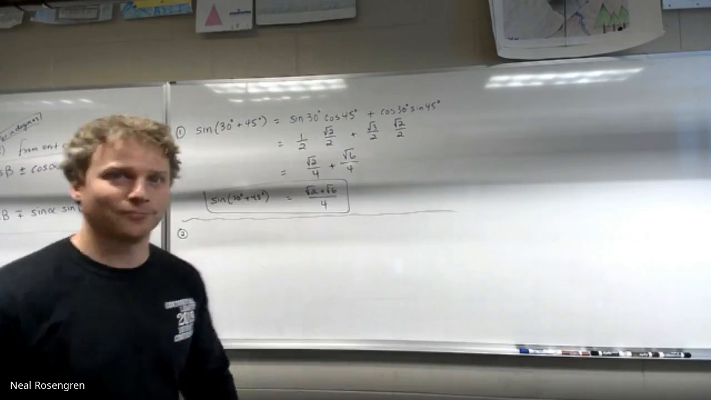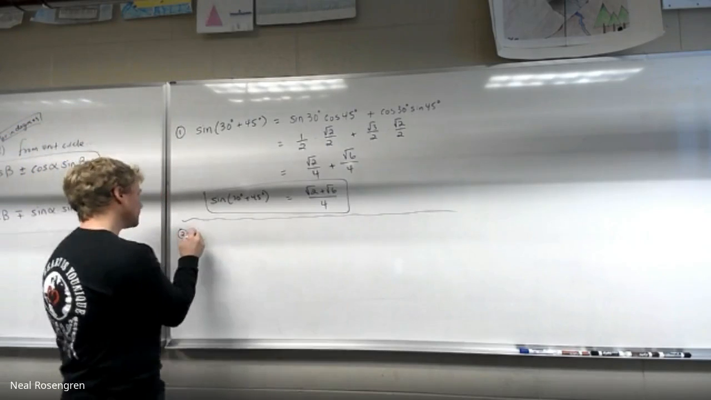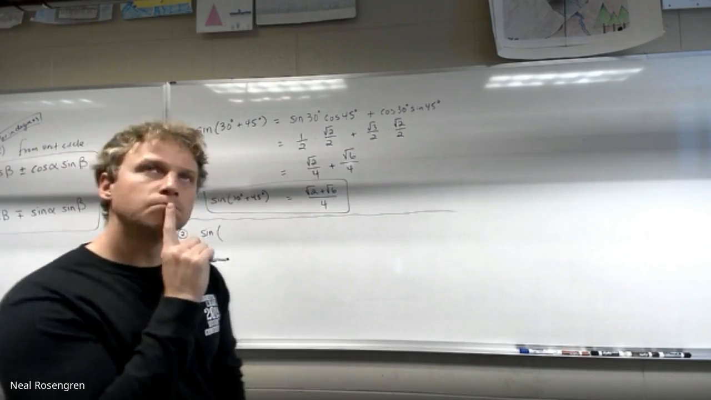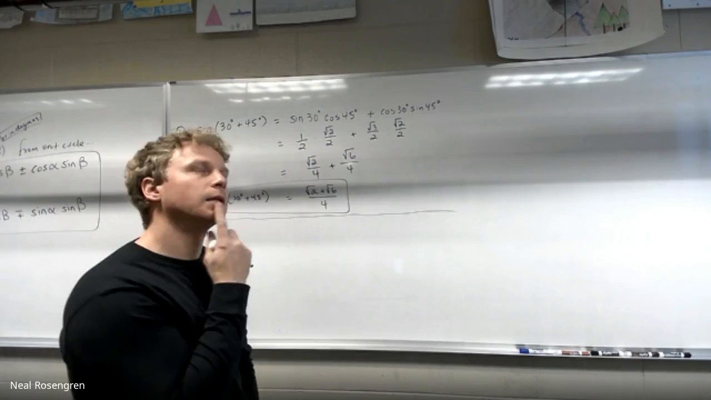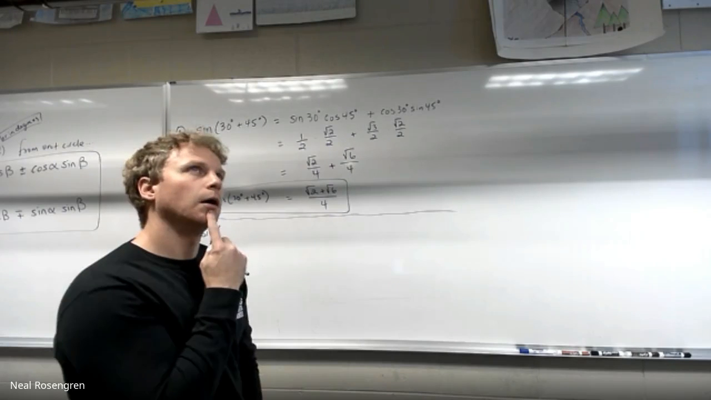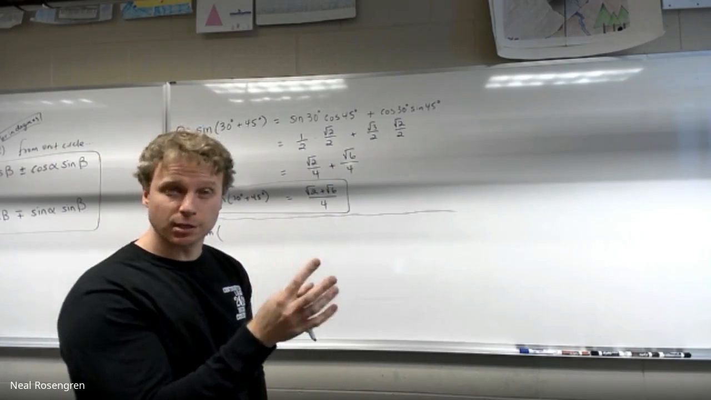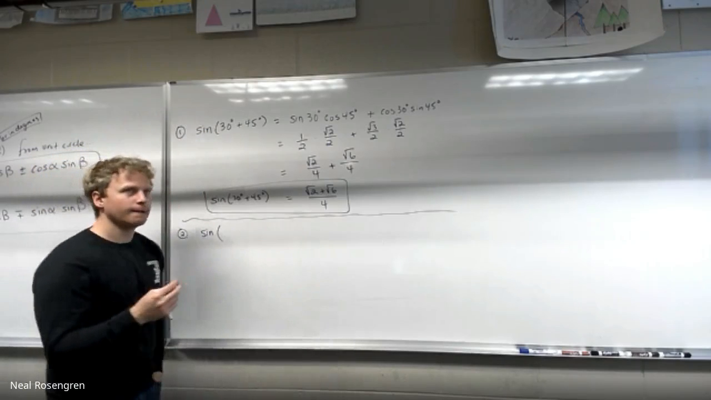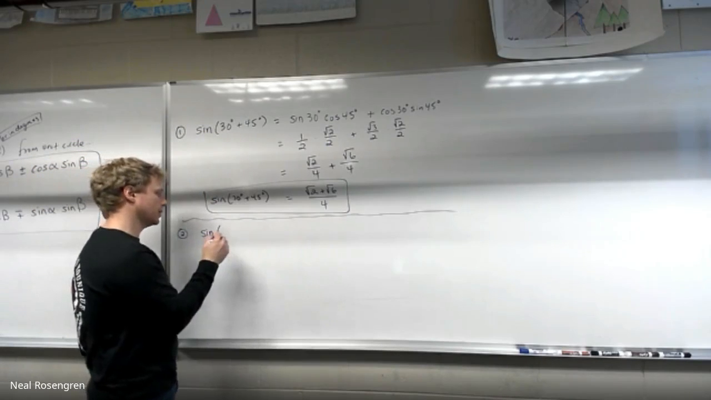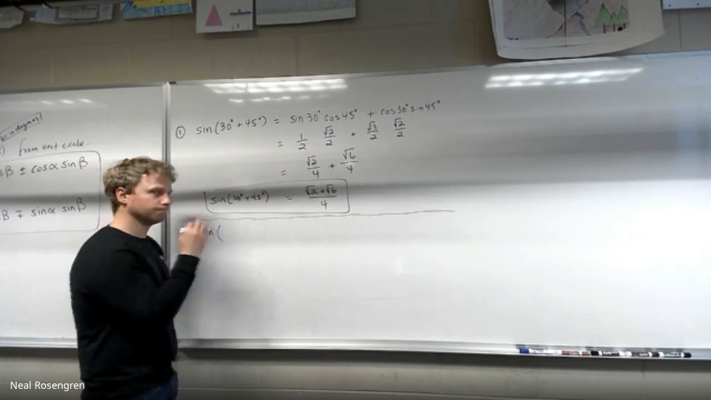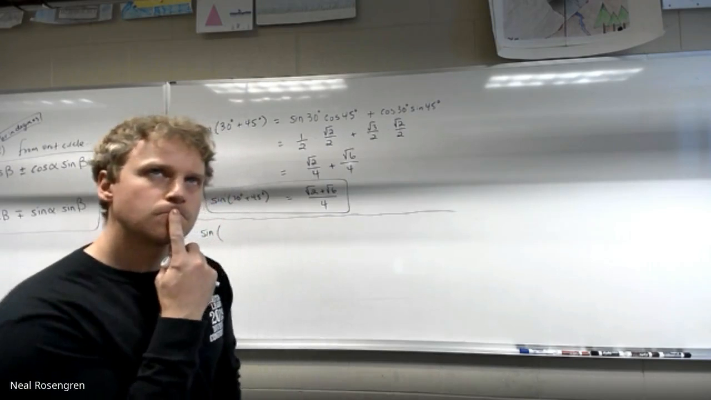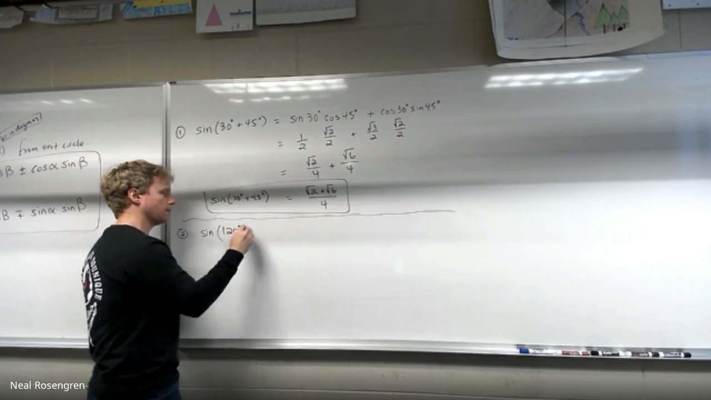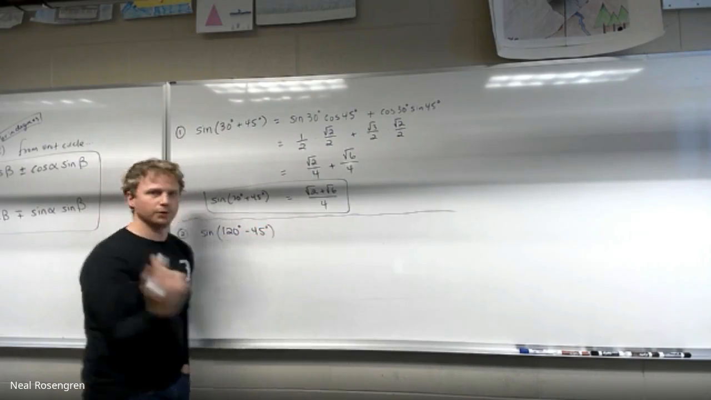Let's do another one. What about sine of, what if we did, let's see, it's got to be a multiple of 30 or 60 and then a 45. It's got to be some combination of those two. So what if we did, I don't know, man, what if we did... Ooh, I got one. What if we did 120 degrees minus 45 degrees? Let's try that.